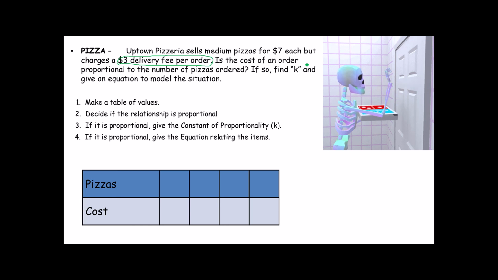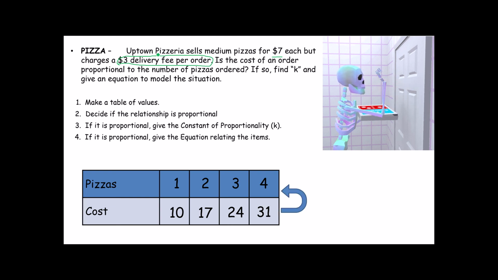I'm going to recommend that you pause this, try it on your own, and then restart the video to see if what you did makes sense. I'm going to go ahead and work this out, assuming you've already done that. If I order 1 pizza, I'm going to pay them $7 for the pizza, but I'm going to pay $3 extra for delivery. It's going to cost me $10. If I buy 2 pizzas, they are $7 each. That's $14 plus a $3 delivery fee. That's $17. 3 pizzas is $21 plus the delivery fee makes $24. 4 pizzas is $28 plus the delivery fee is $31.